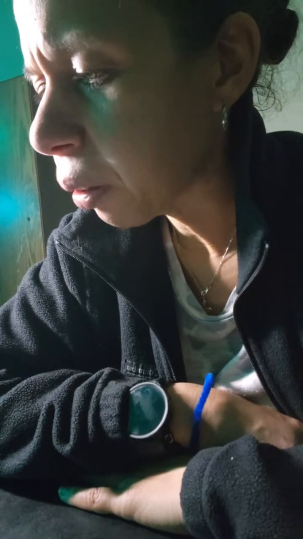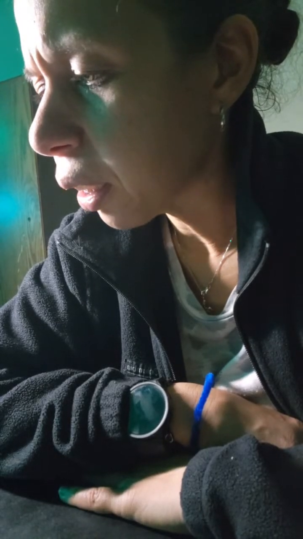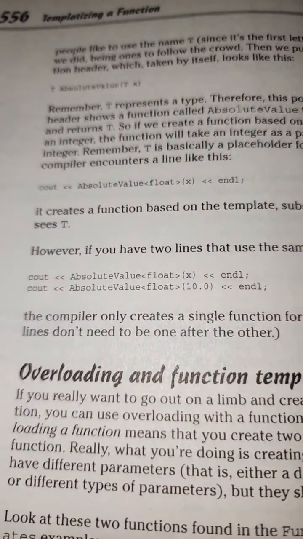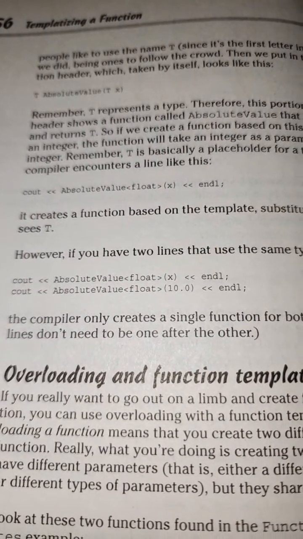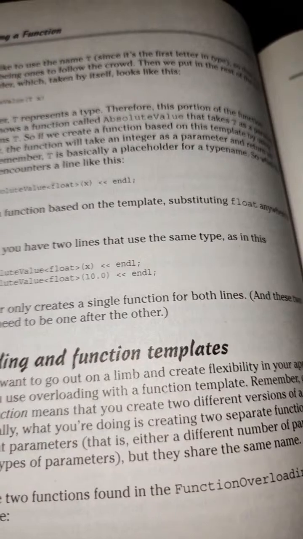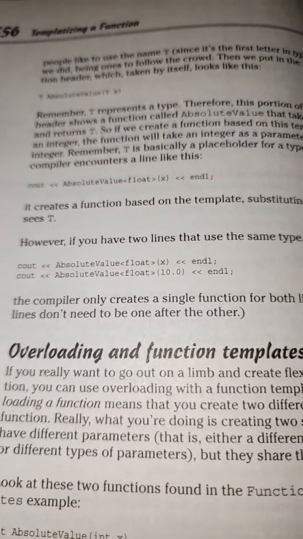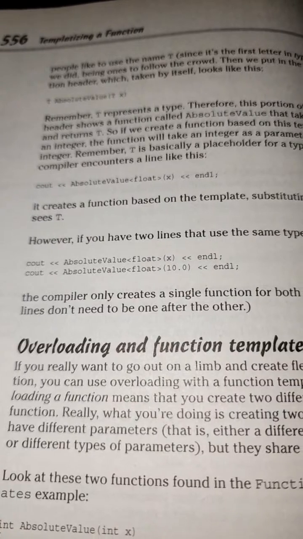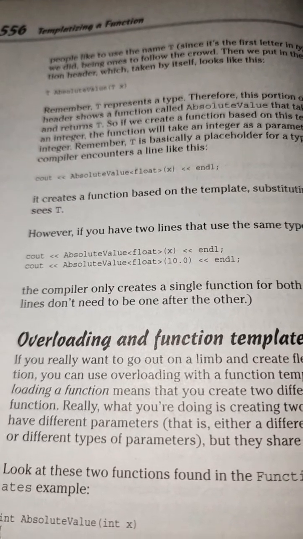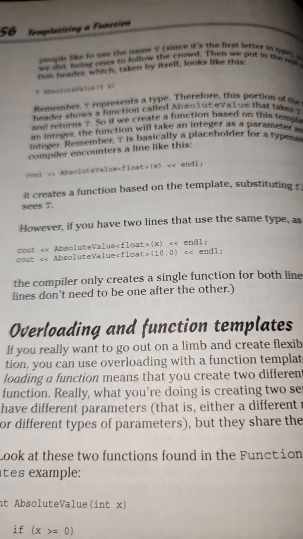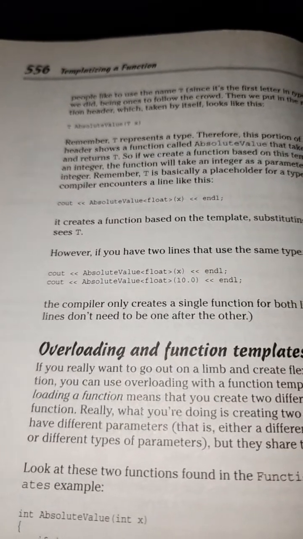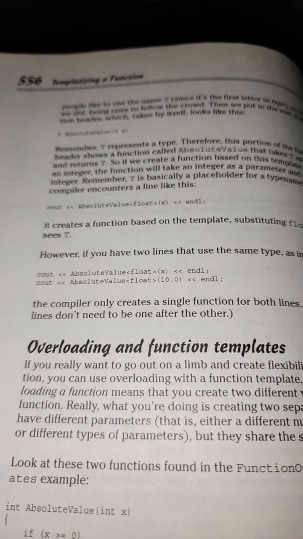Remember, T is basically a placeholder for a type name. So when the compiler encounters a line like this, cout absoluteValue(float x) endl, it creates a function based on the template substituting a float anywhere it sees T. However, if you have two lines that use the same type, as in this, cout absoluteValue(float x) endl, cout absoluteValue(float 10.0) endl, the compiler only creates a single function for both lines, and these two lines don't need to be one after the other.